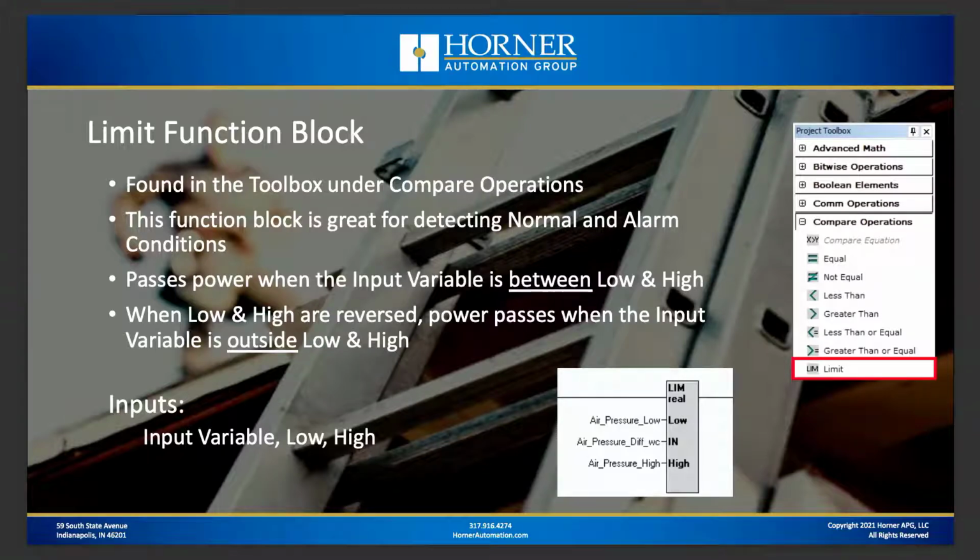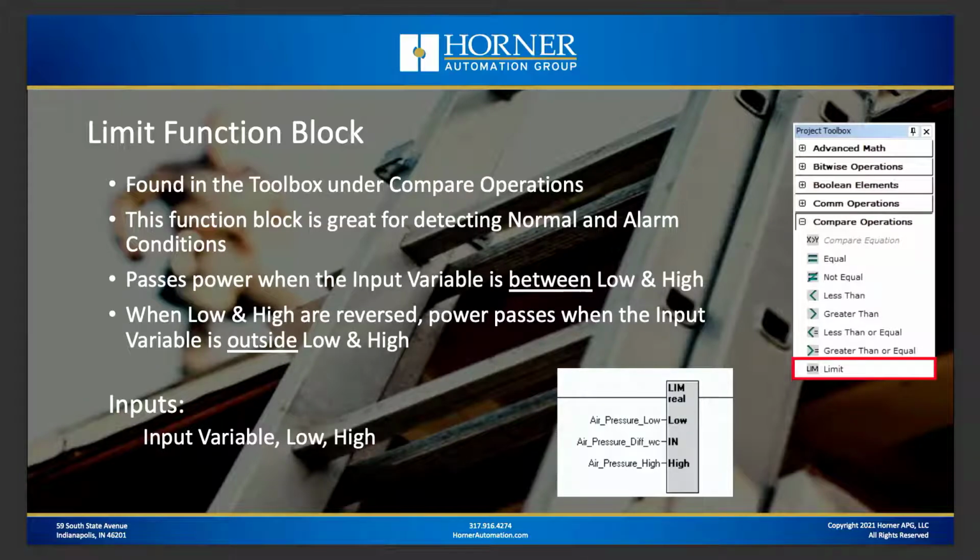Well, it passes power whenever the input variable that you're comparing against is between a low and high input value. So whenever the input variable is between low and high, then it passes power. If it's between low and high, it means it's probably normal. So that's logic you can use to detect normal. But let's say you want to detect if you're outside that range. Well, you can just swap your low and high variable, and now it's going to pass power flow when you're outside that particular range.